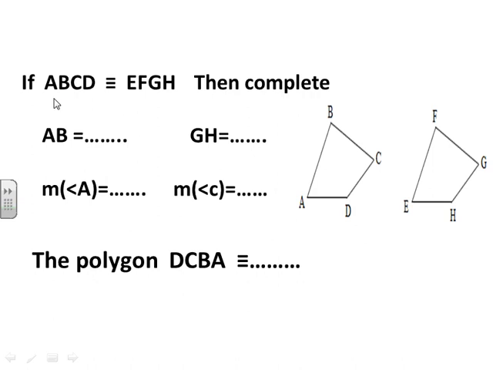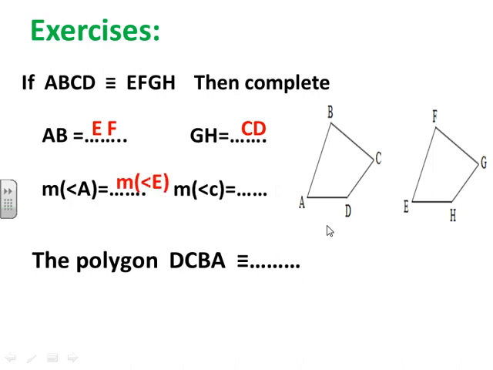Now in this exercise, if ABCD is congruent, and the sign of congruency again, to EFGH, then AB will be equal to which side on the other figure? Excellent. Equal to EF. GH is going to be equal to which side? Super. CD. Measure of angle A is going to be equal to which angle?